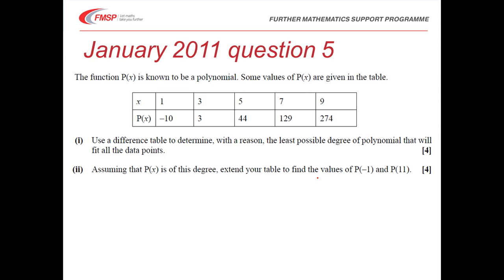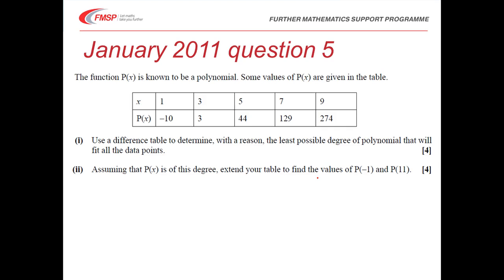Next paper, January 2011, another question 5. So this time, looking at the table, it goes up 1, 3, 5, 7, 9, it goes up in 2s. It's probably going to be a Newton one, and part 1 asks us to use a difference table to determine the least possible degree of polynomial.